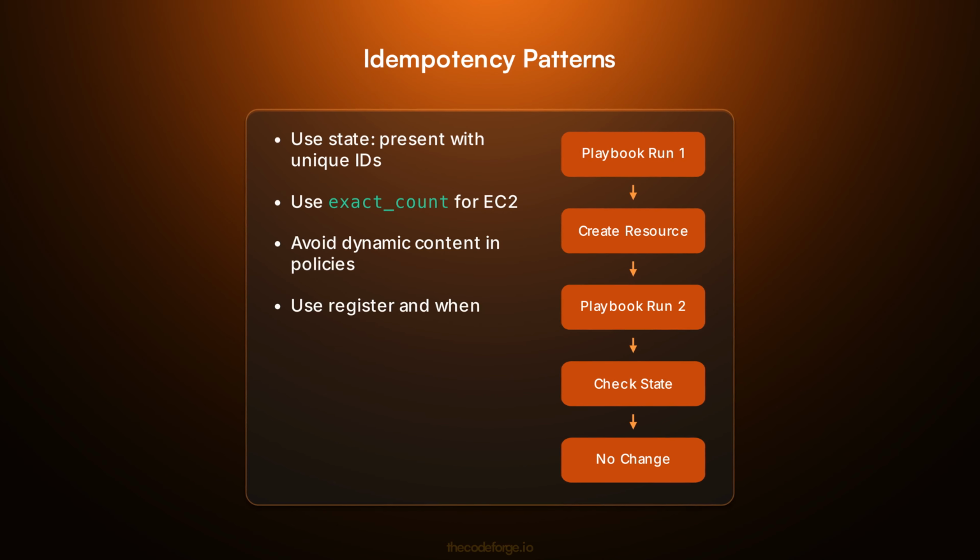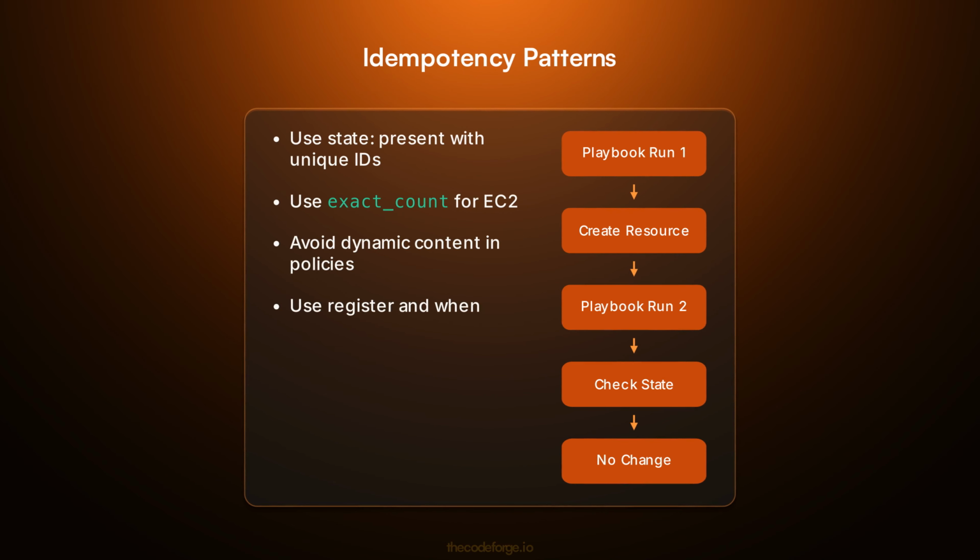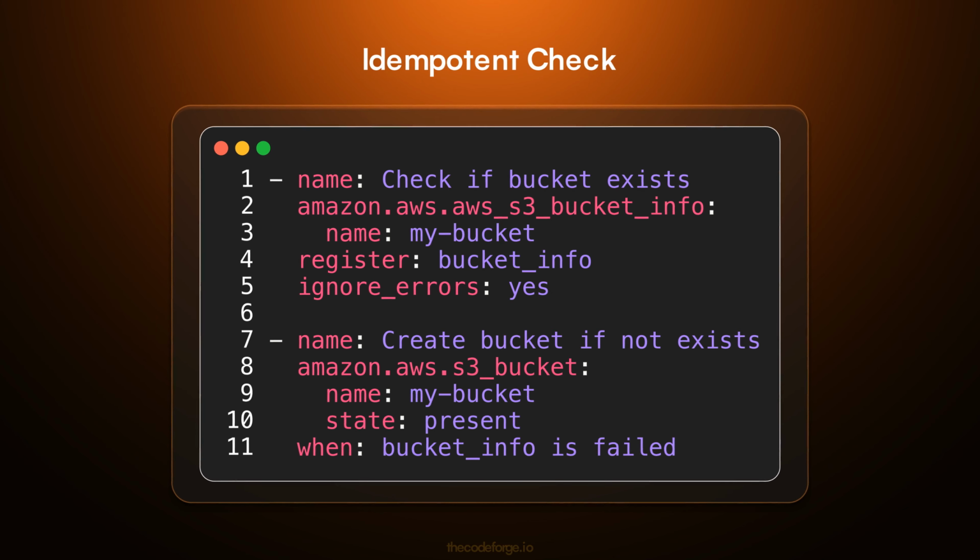Idempotency ensures running a playbook multiple times produces the same result. Use unique identifiers like name and tags. For Elastic Compute Cloud, exact count is key. This pattern checks if a resource exists before creating it. Useful for modules that are not fully idempotent.